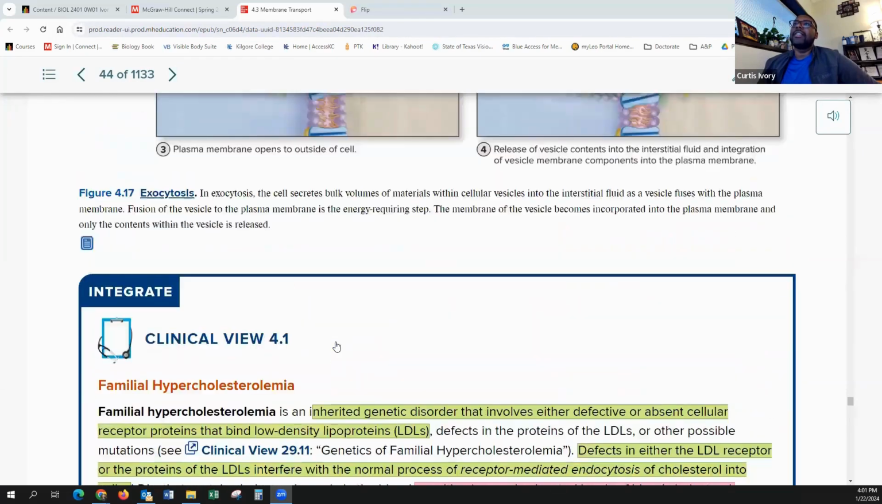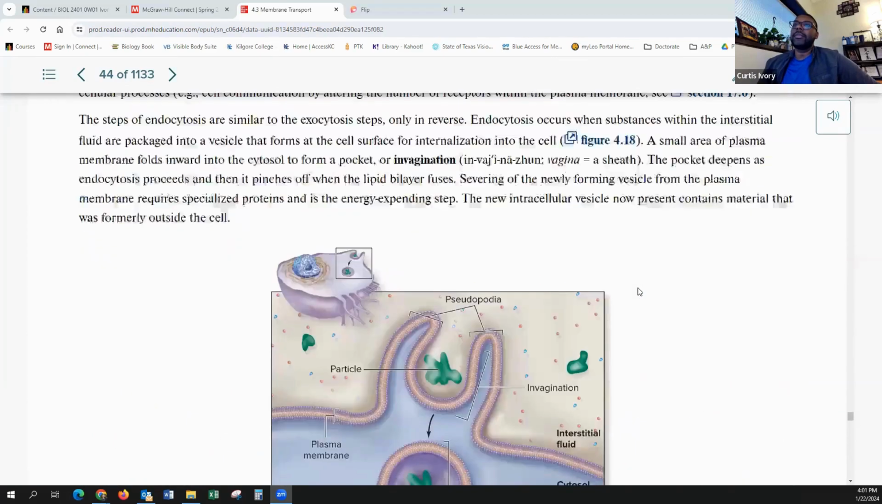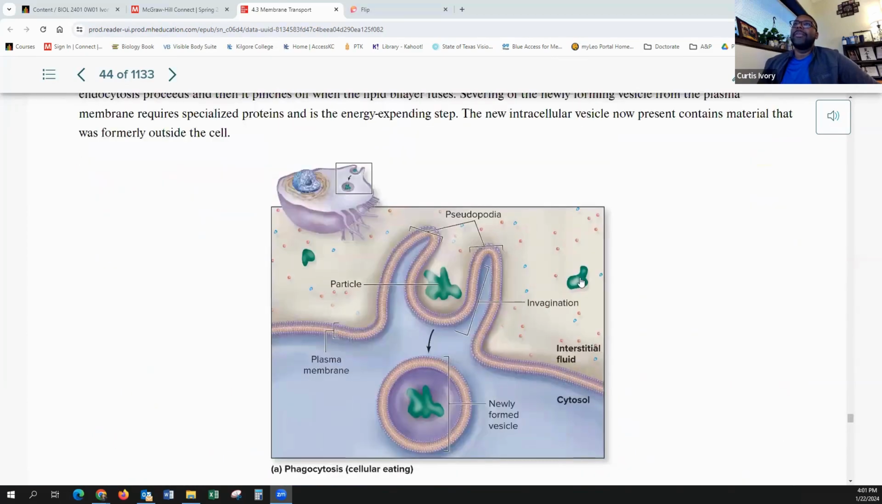If it's taking something into the cell, endo means inside, that's endocytosis. If it's expelling something, it's exocytosis because it's exiting the cell. So be mindful.